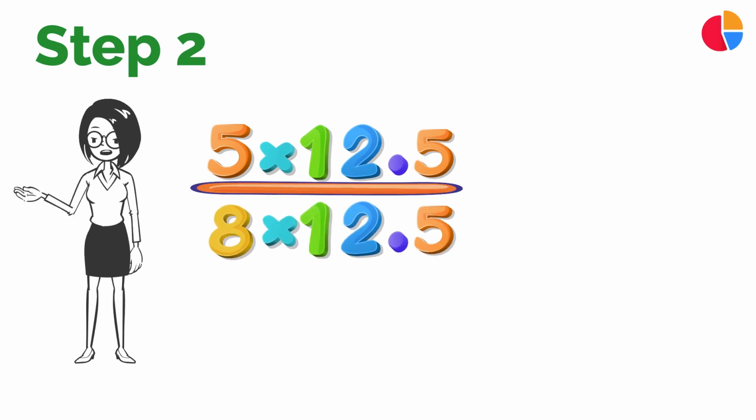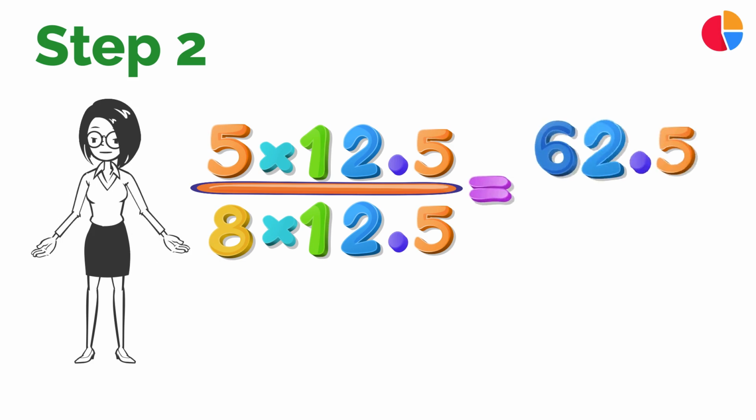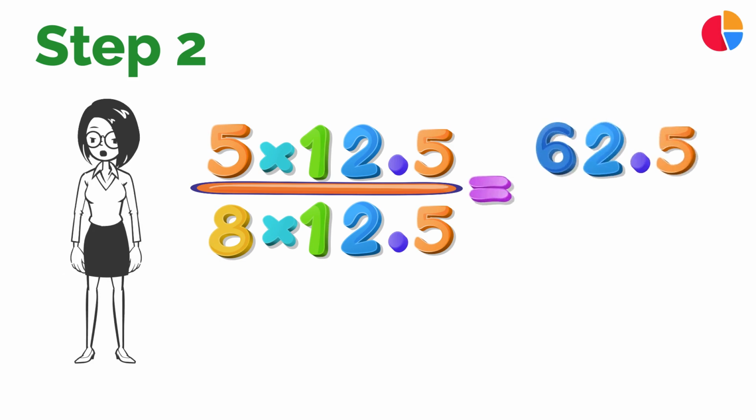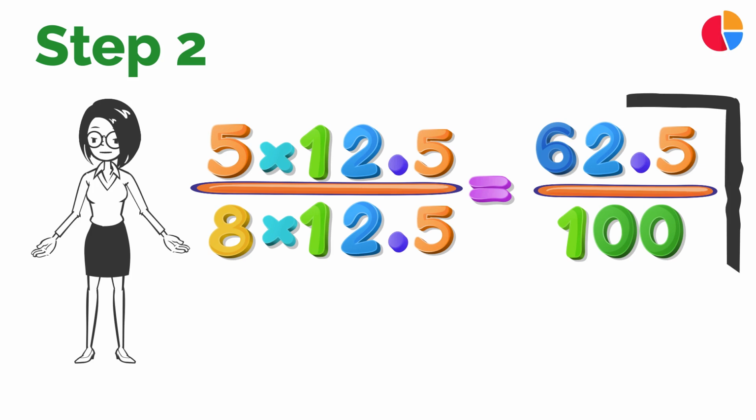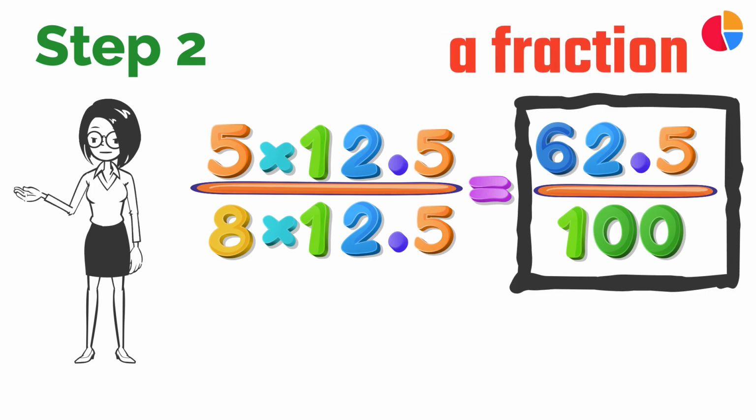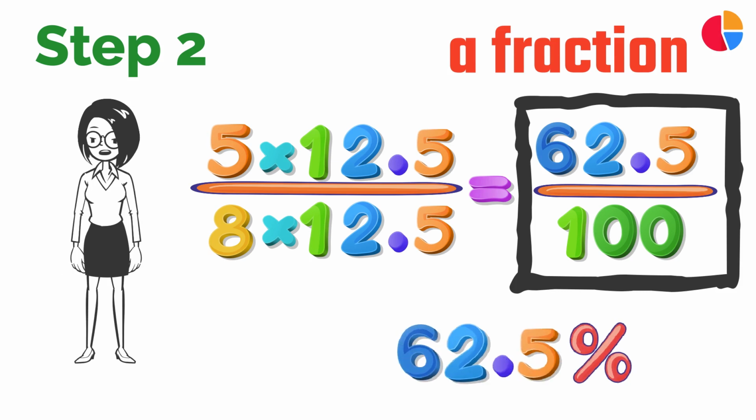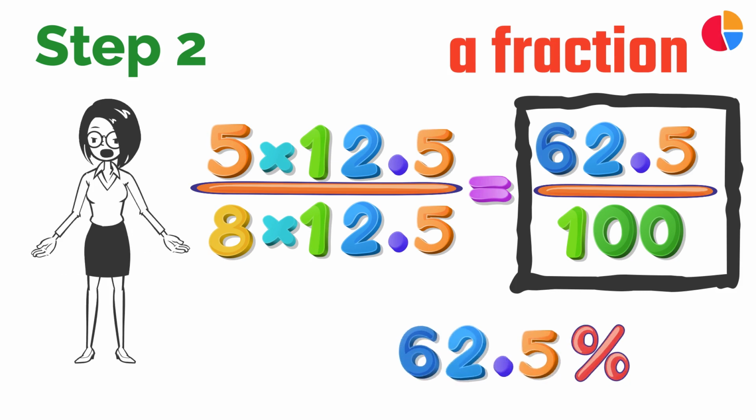5 times 12.5 equals 62.5. 8 times 12.5 equals 100. This gives us a fraction of 62.5 over 100, which means that 5/8 as a percentage is 62.5%.